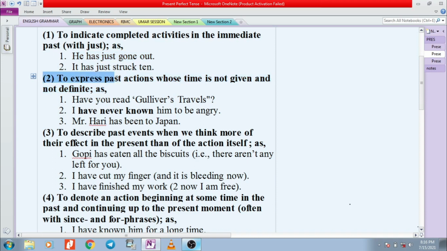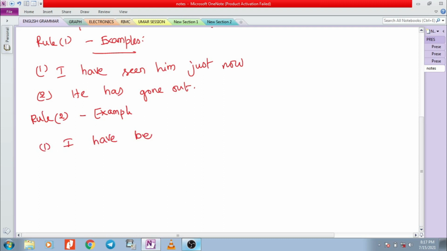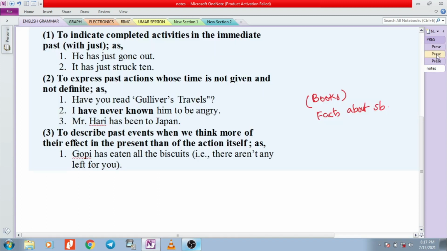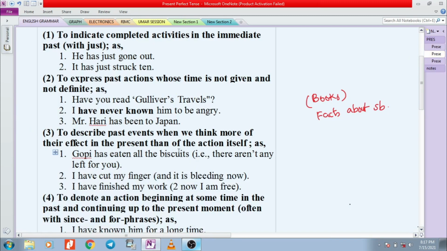Rule 2. The second rule implies to express past action whose time is not given and not definite. Have you read Gulliver's Travels? So it could be about books, or it could be about I have never known him to be angry. It could be about facts about somebody. Next example is I have been to Chennai. I have been to Chennai and usually used to mention sentences for traveling to a particular place. Mr. Hari has been to Japan. That's what is used here in the sentence.